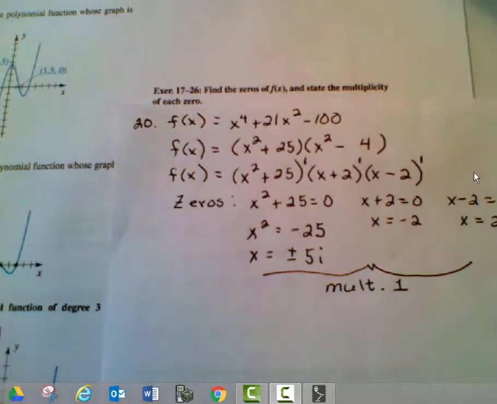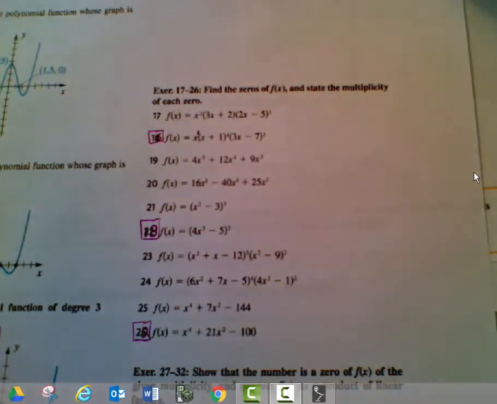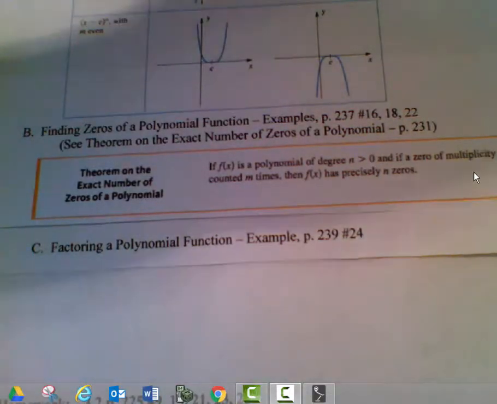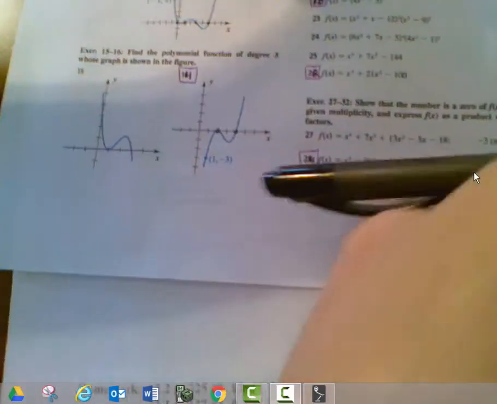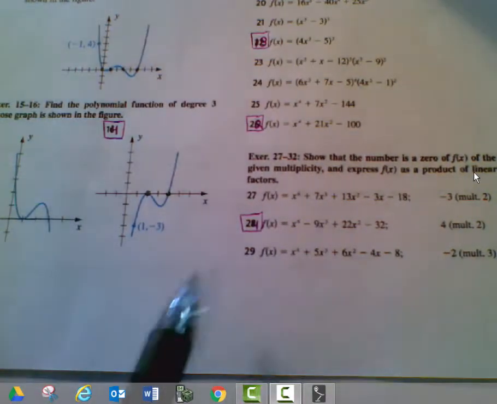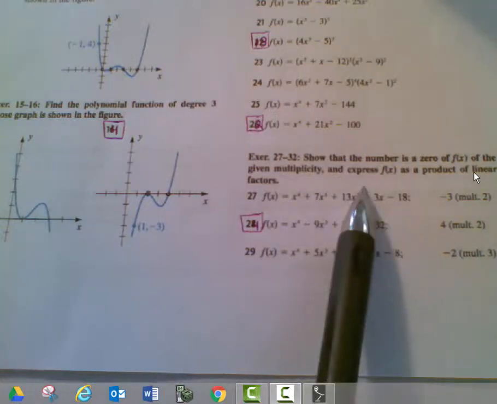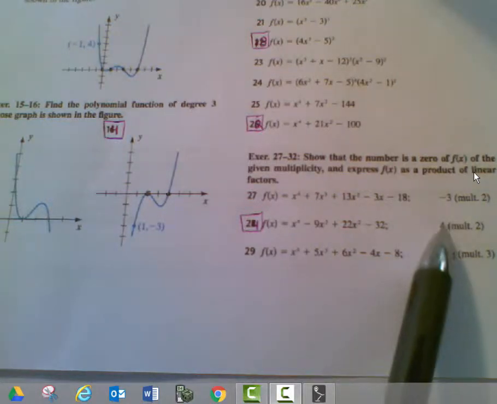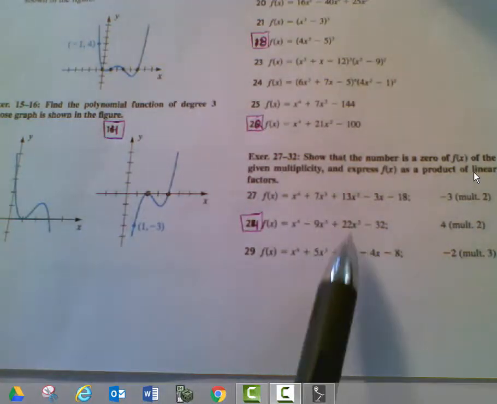All right. The last thing in 3.3 is factoring a polynomial function. Number 24. Having a little bit of trouble with my camera wires here. Number 24 says, show that the number is a 0 of the function. We're given some number. In number 24, we're given the number 4. Show that it's a 0 of the function.